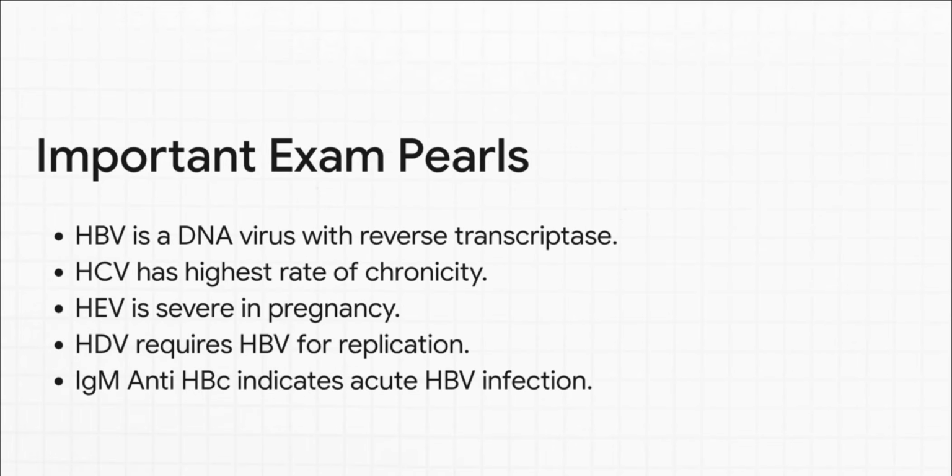All right, let's lock in the most essential takeaways from our investigation today with a rapid-fire summary. Remember these pearls. Hepatitis B is the unique DNA virus carrying reverse transcriptase. Hepatitis C holds the highest rate of turning chronic. Hepatitis E is uniquely severe and life-threatening during pregnancy. Hepatitis D is a dependent virus that absolutely requires HBV to survive. And the IgM anti-HBc marker is your diagnostic hero for identifying an acute HBV infection, especially during that tricky window period.